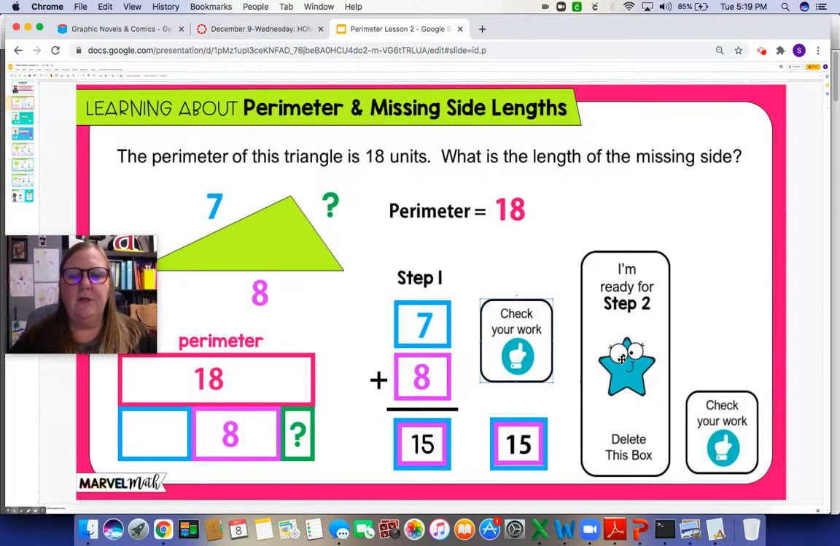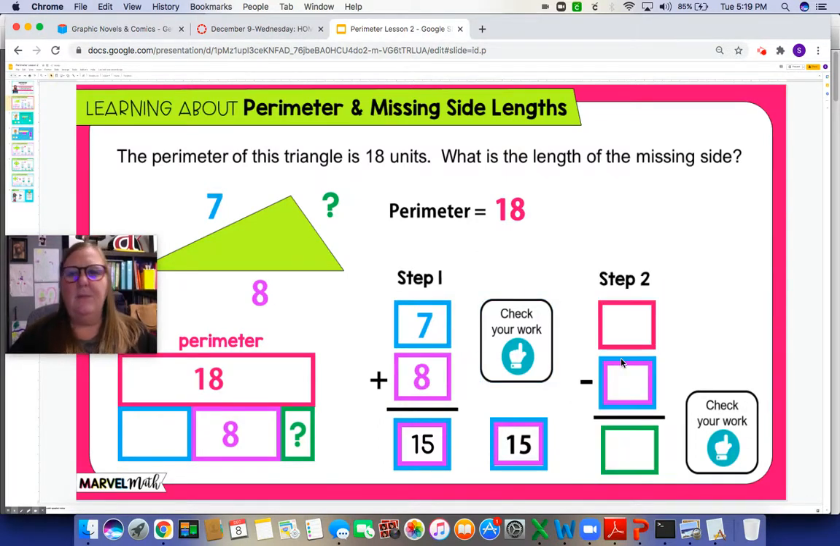So we're going to click in this box and delete that box. Now you notice this box is pink. That's because that's our perimeter that they've already told us. So we're going to take 18 and then we're going to subtract the answer that's in the box that has the blue and purple frame. So our answer was 15. So I'm going to plug in 15.